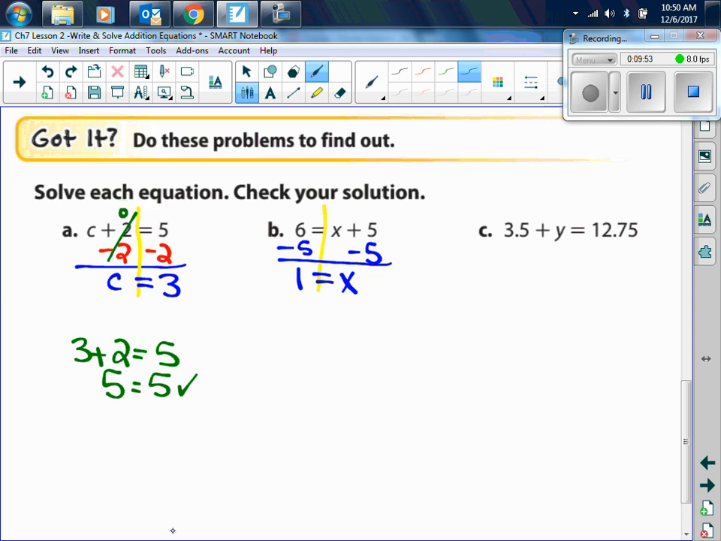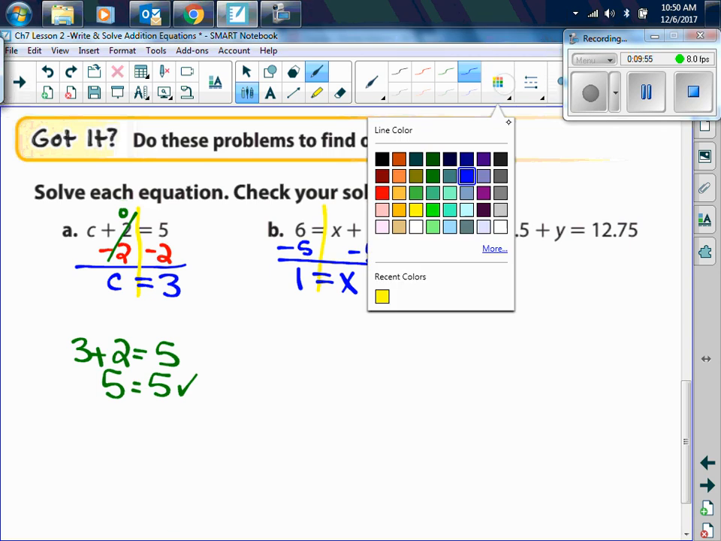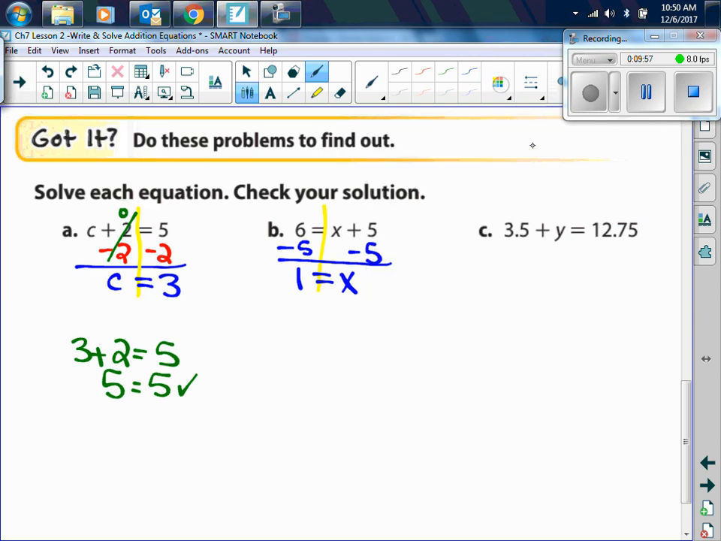How about letter C? Let me draw this line again. Here's the line for the equal sign. I want the y by itself. We're going to subtract 3.5. Now let me tell you, remember last lesson I told you that the operation is also the sign of the number that follows. Remember I said that? So that plus belongs to the y, right?